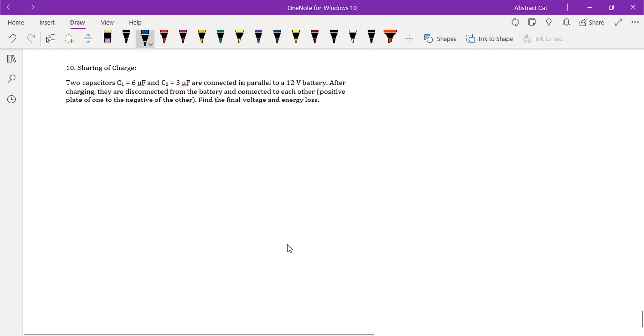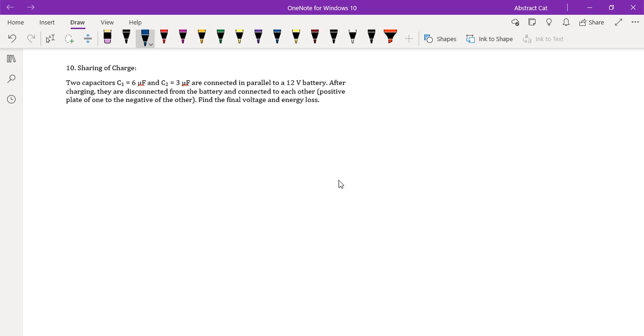The last numerical: two capacitors are connected in parallel to a 12 volt battery. After charging, they are disconnected and connected to each other, positive plate of one to the negative plate of the other. Find the final voltage and energy loss. That's a very important question. So two capacitances are given, the battery also given.